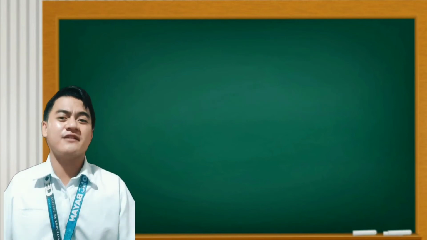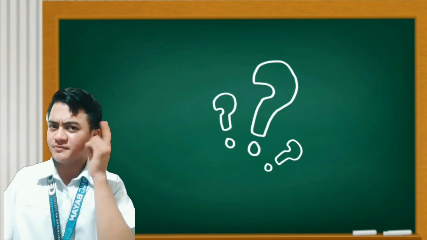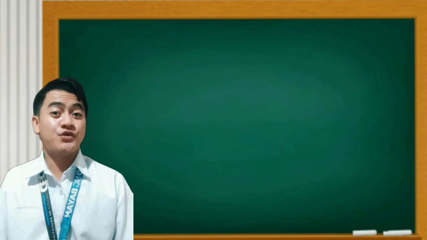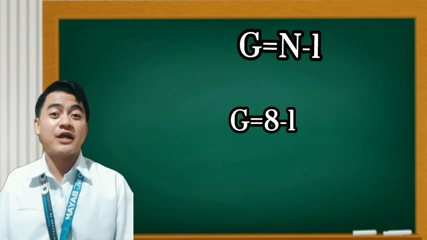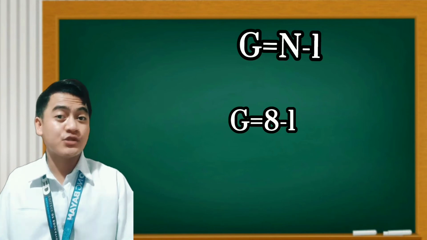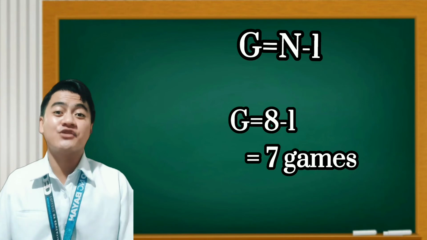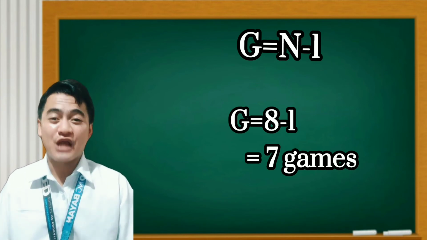So the question is, how many games are there? Using the formula, G equals 8 minus 1, which equals 7 games. So all you have to do is subtract the given number from the number of entries.